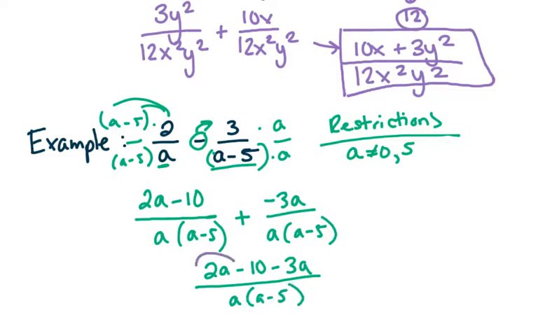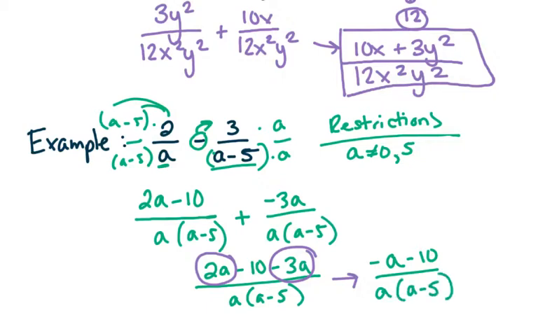So I'm going to combine 2a and negative 3a. And so that gives me negative a and then minus 10 over a times a minus 5. And that's it. We are done.